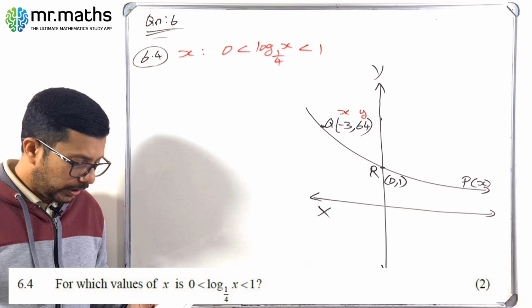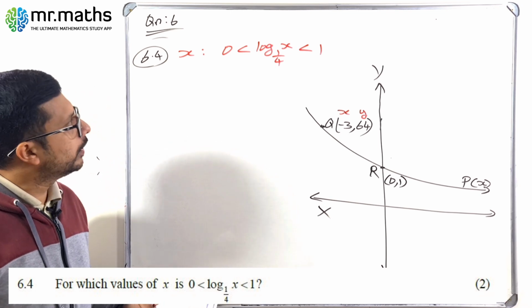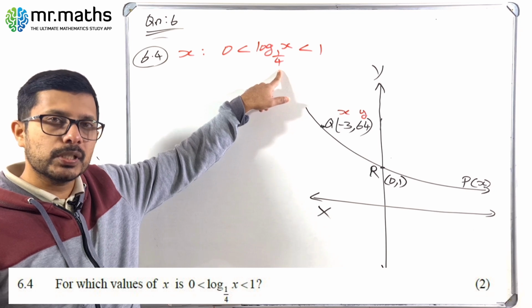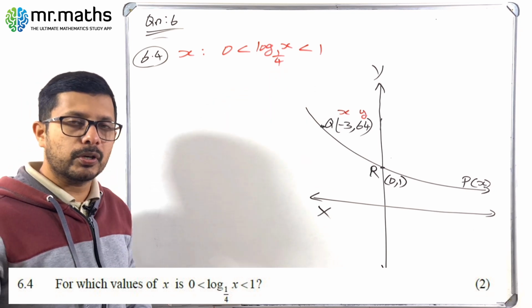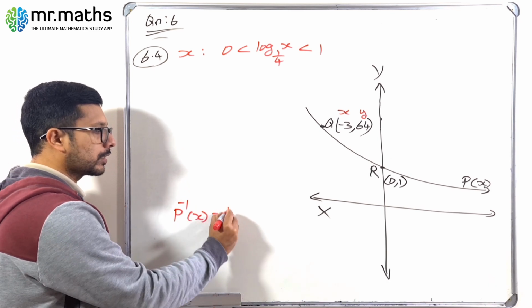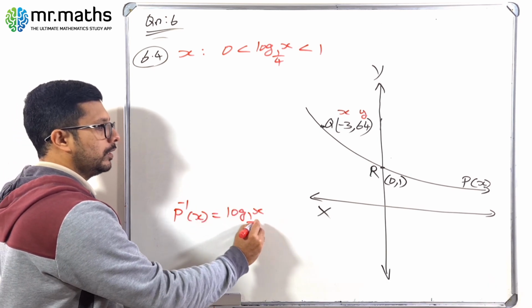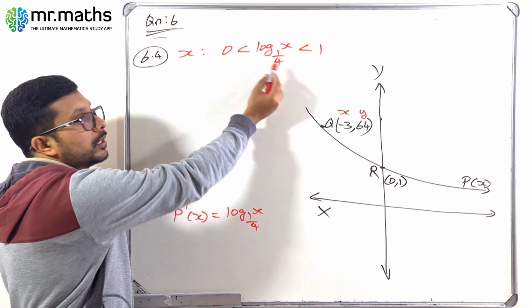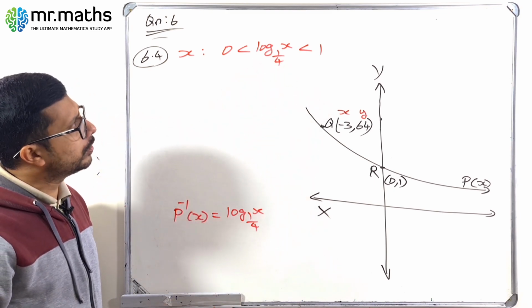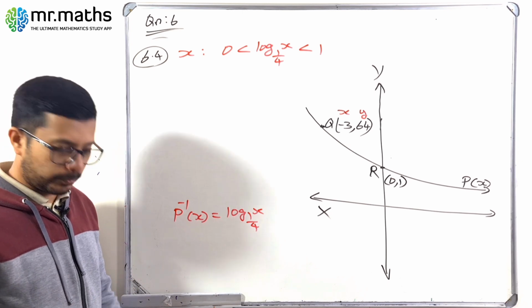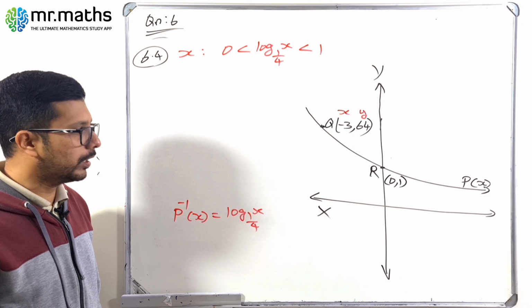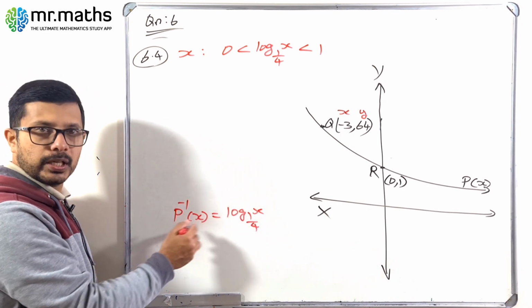Here, do you know this log x to the base 1 over 4? Which graph is that one? Do you remember the previous question? We wrote p inverse of x as log x to the base 1 over 4. That means this one is the p inverse x graph. There is no need to draw that one because the question does not ask to sketch the graph, but for you to understand, I'm going to draw this p inverse x graph.